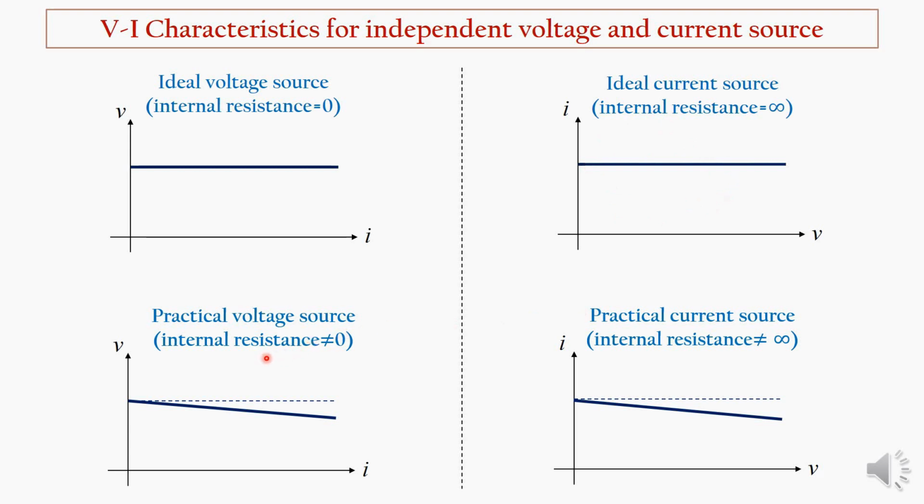But practically we always have non-zero finite internal resistance. So in this graph, as current increases, the voltage given by the voltage source decreases from the ideal value. What is the reason for that? Because of some internal resistance. Similarly, in a practical current source, the current value decreases as voltage increases. It is because the internal resistance is not infinite.